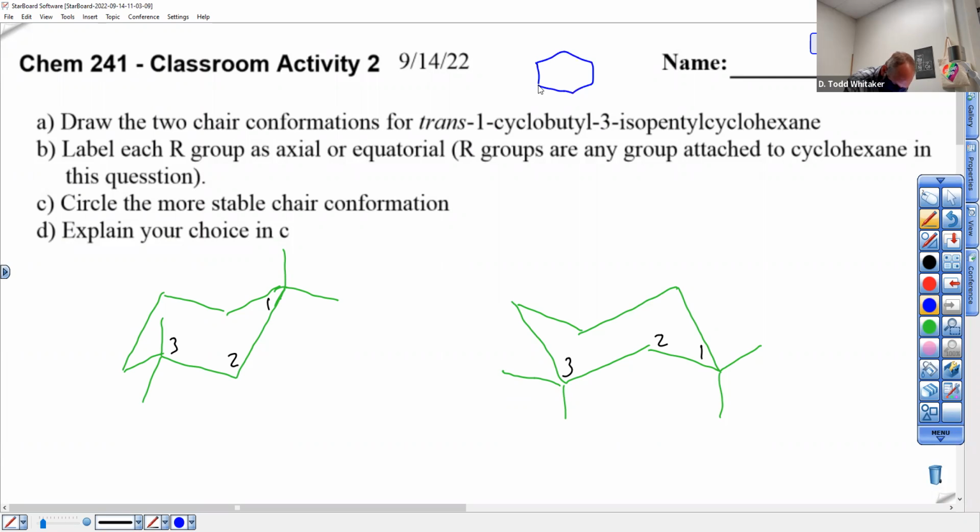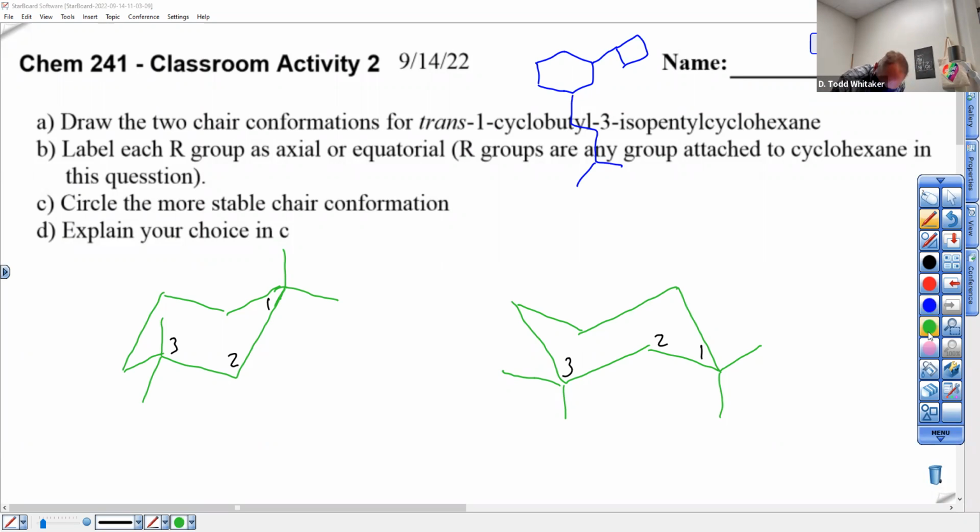A cyclobutyl, how do you draw that? A square, but make sure a corner is attached, right? That's 1, and 3 is an isopentyl. You go 4 in a row, 1, 2, 3, 4, with the 5th one, V, second from the end. So we got the groups in the right spot. Now you decide how you want the trans to look. You want to go top, bottom, up, down, or down, up? Doesn't matter. You pick. Down, up.